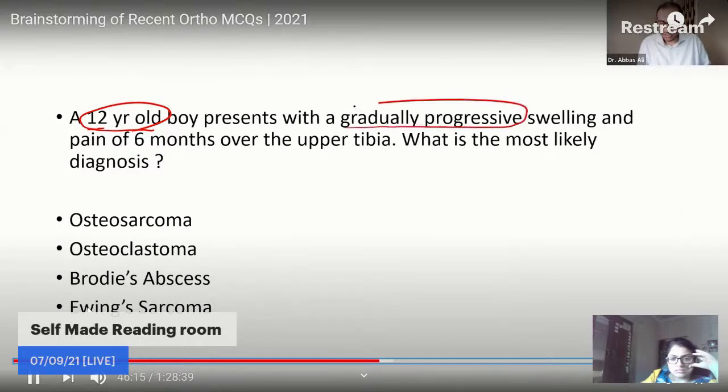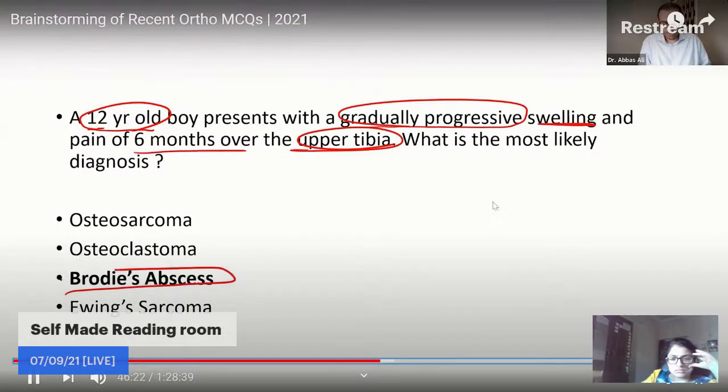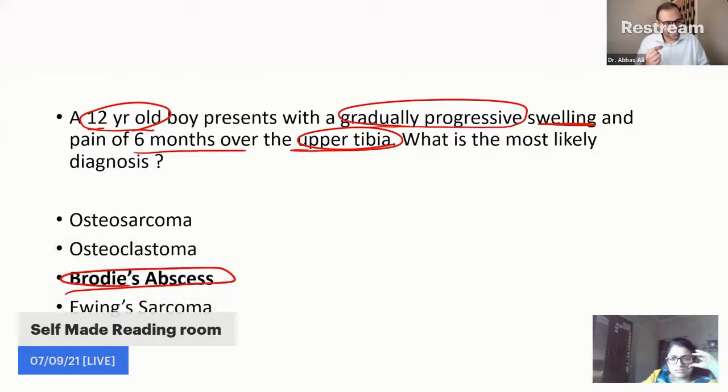So, gradually progressive swelling, 6 months, over the upper tibia. What should be the answer? The answer is Brodie's abscess, subacute osteomyelitis, slow growing, immunocompetent individual, weak organism entering the body, strong host, weak organism. Right? Yes, Charu, excellent. You remember my words, immunocompetent. Excellent. The answer is Brodie's abscess.